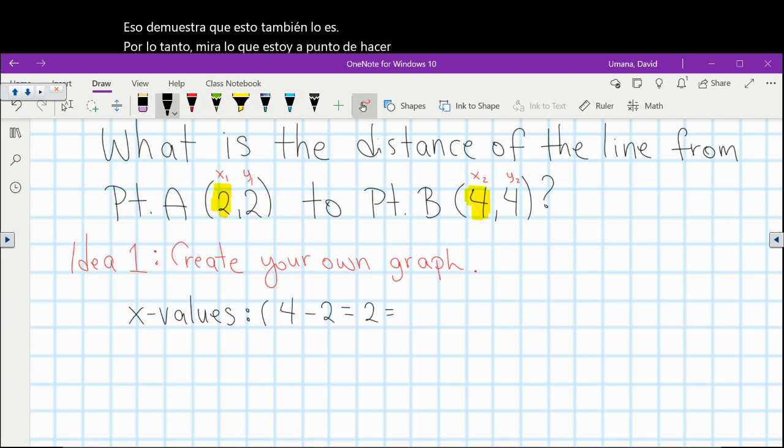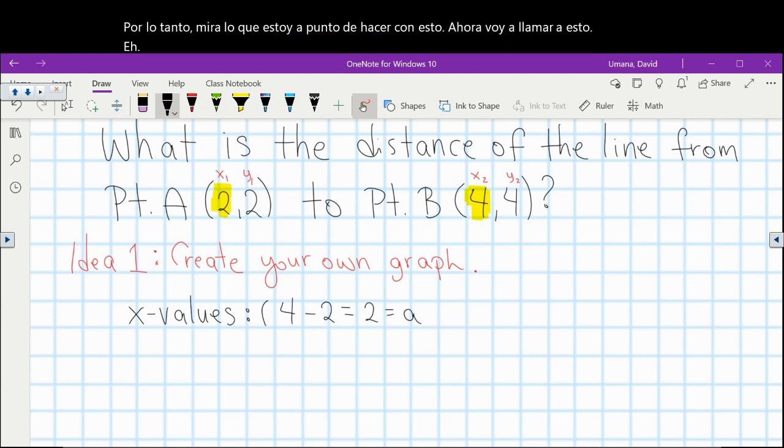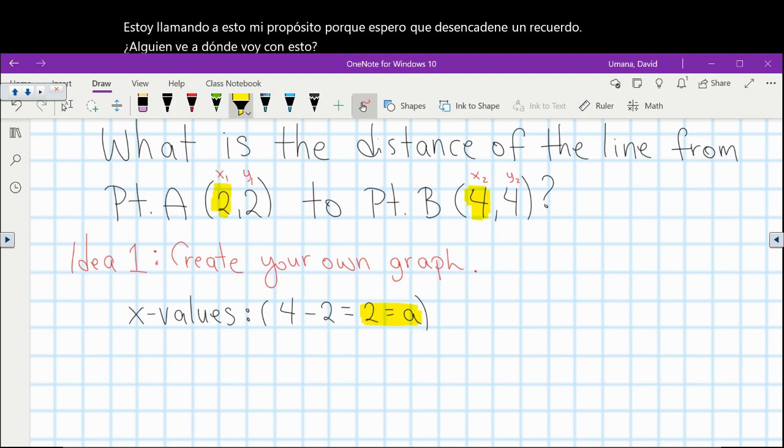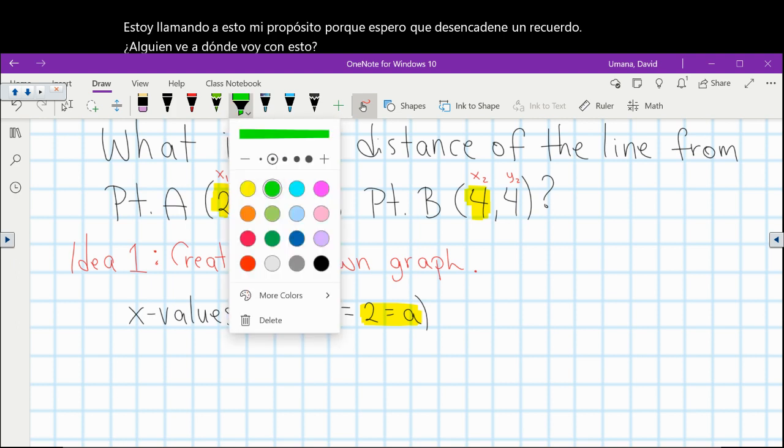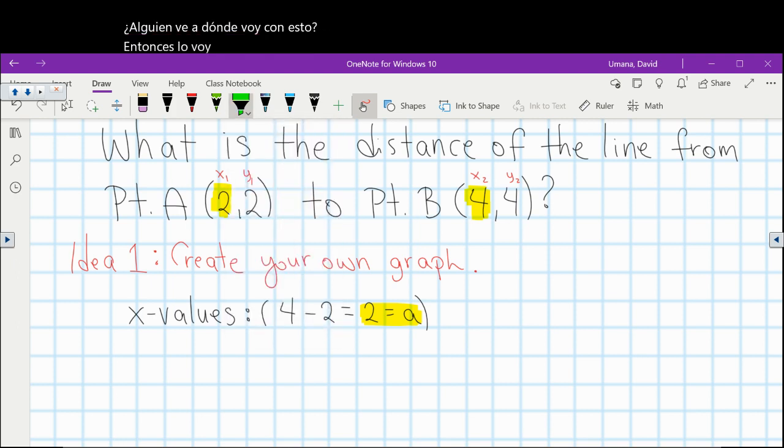Therefore, look at what I'm about to do with this. I'm now going to call this A. I am calling this A on purpose because I'm hoping it's going to trigger a memory. Anybody see where I'm going with this? Then I'm going to do the same choice with the Y values, and I'm purposely changing colors.